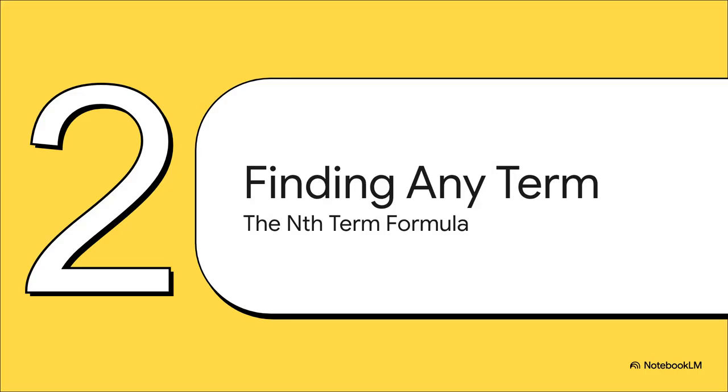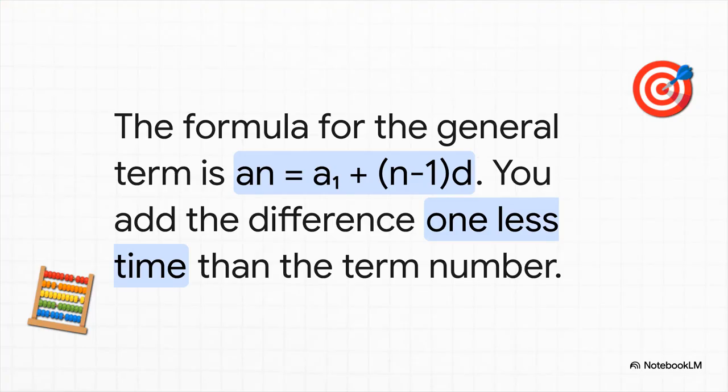Now, because these progressions are so predictable, you don't have to write out the whole long list if you want to find, say, the 500th term. We can just use a simple formula to jump straight there. And here it is, the secret sauce. To find any term, which we call a_n, all you do is take the very first term, a_1, and add the common difference, d, a bunch of times. How many times? n-1 times.